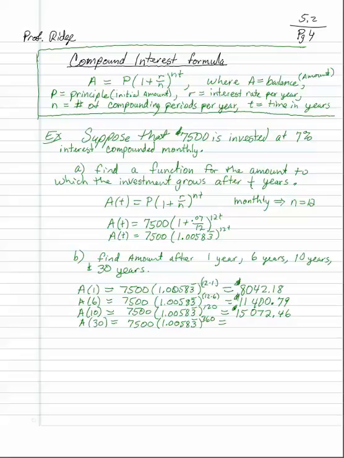Okay, so I have 60,873.73. Let me check that one more time. Okay, yeah, I got it again. All right, so that's $60,873.73.